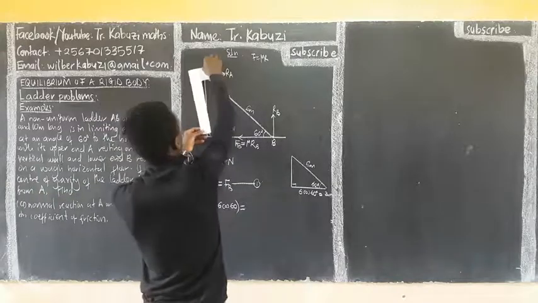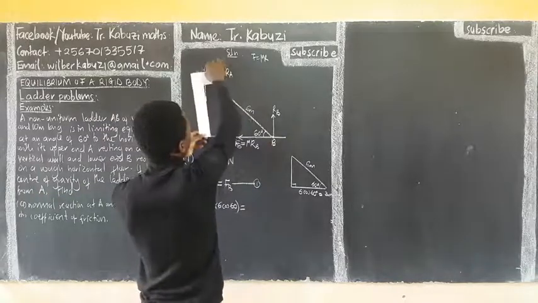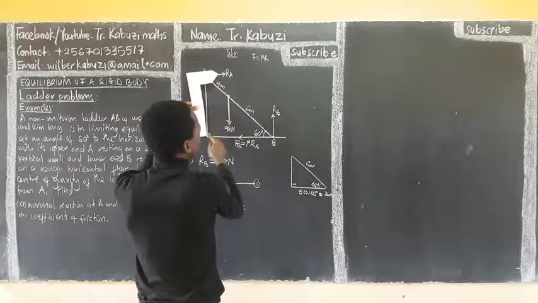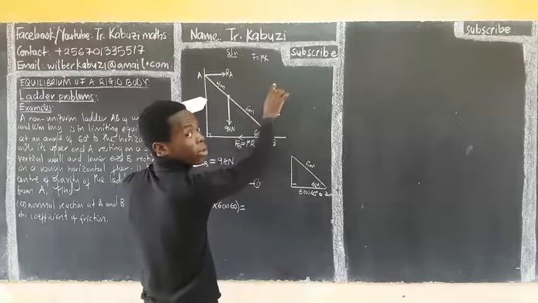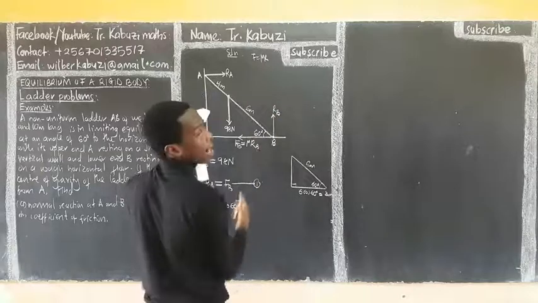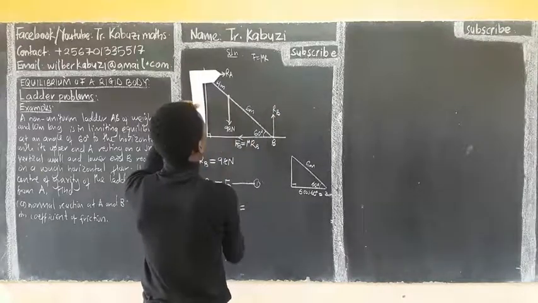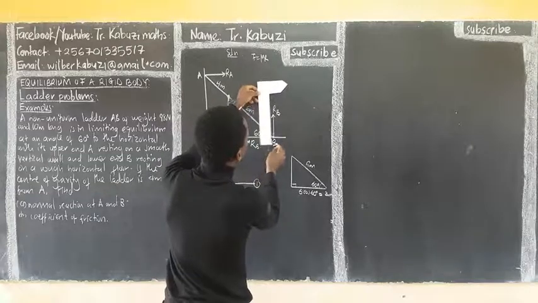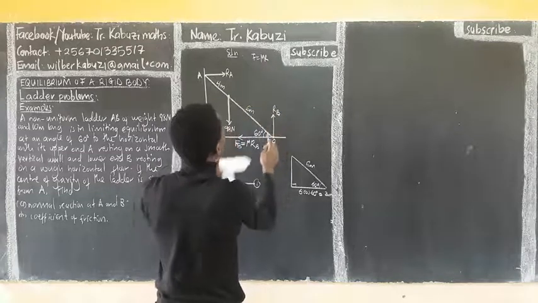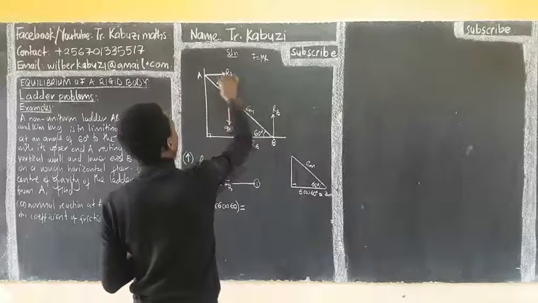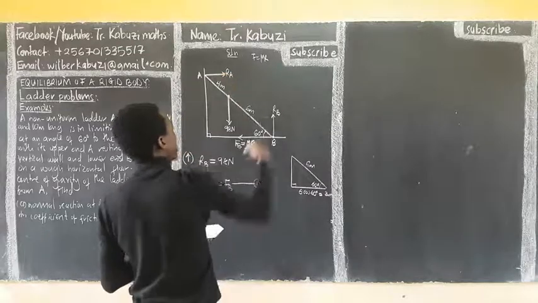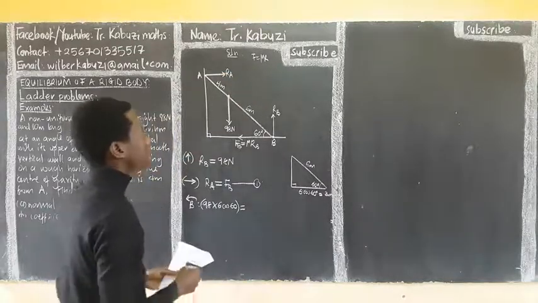This one is acting clockwise. Now we need the perpendicular distance from B. This force is horizontal, so its perpendicular distance has to act vertically. So I need the distance from here up to here. Remember, for the whole length from here up to here, I have it as 10.